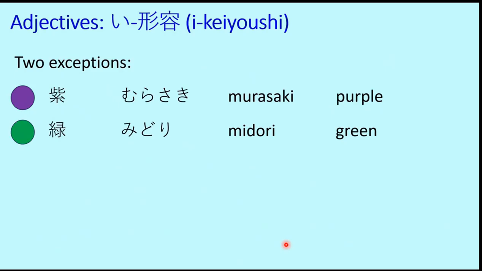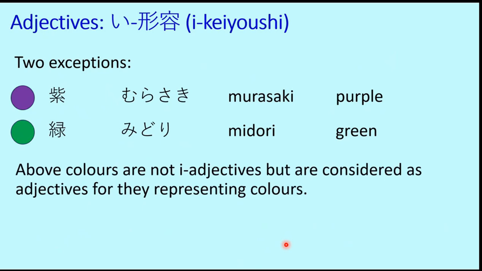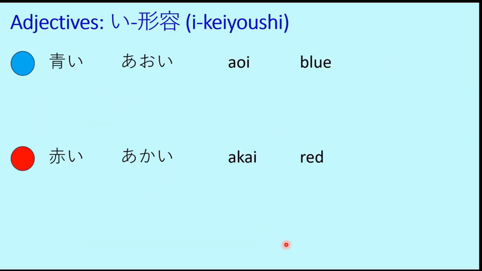And they are also not ending in na. That means these do not fall under either of the adjective categories, that is e adjectives and na adjectives. They are not part of that. So even then they are considered to be adjectives because they represent colors, and color of something is nothing but a quality, and so colors are always adjectives. So murasaki, midori, they are also adjectives.